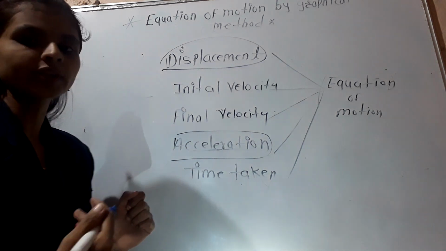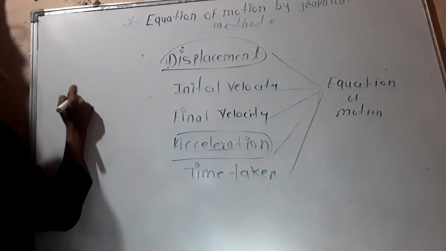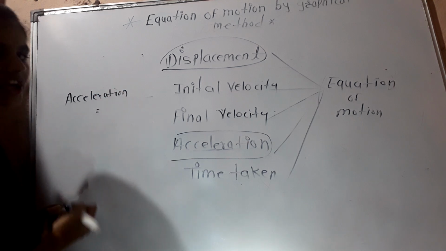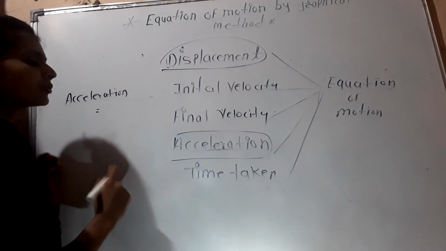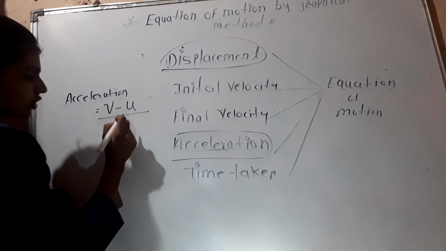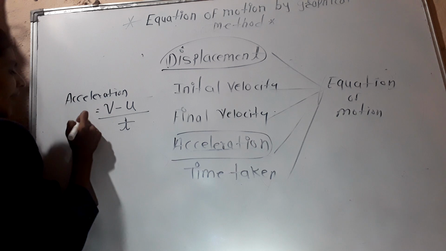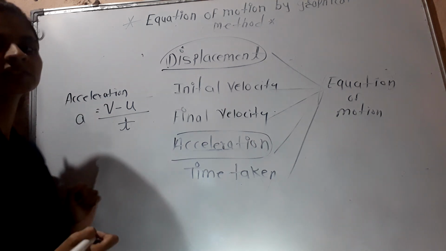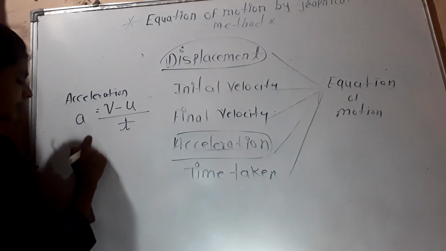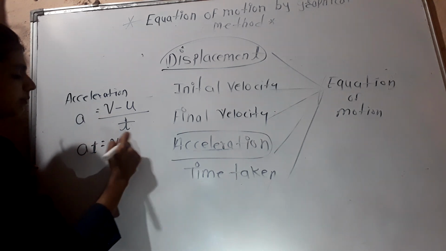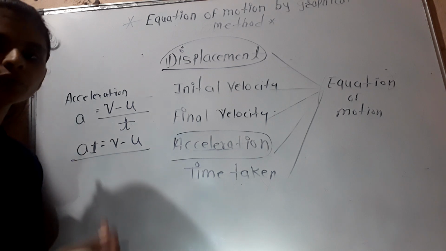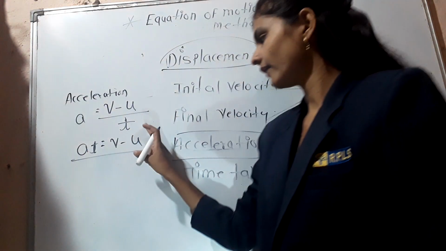So students, we know that acceleration is equal to change in velocity upon time t. Change in velocity means final velocity v minus initial velocity u, upon time t. The acceleration is always denoted by a small a. So let us solve the given formula. Here at is equal to v minus u.